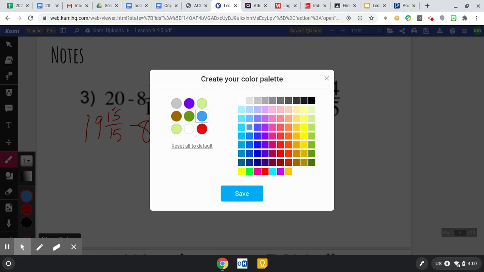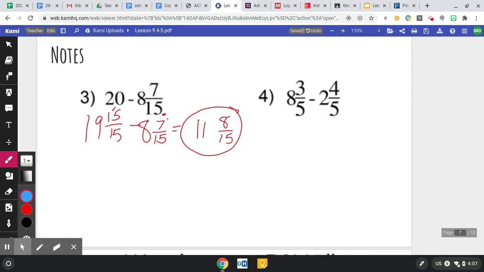Let's go ahead. I'm going to go with a darker blue. I might have to go with purple later. All right, they have common denominators. But can I take 4 away from 3? I cannot. So I've got to do my regrouping.